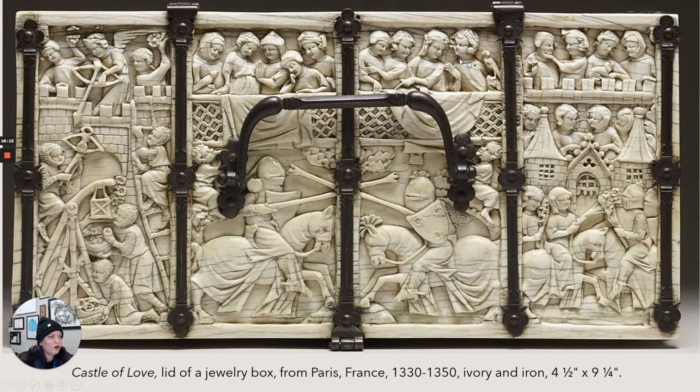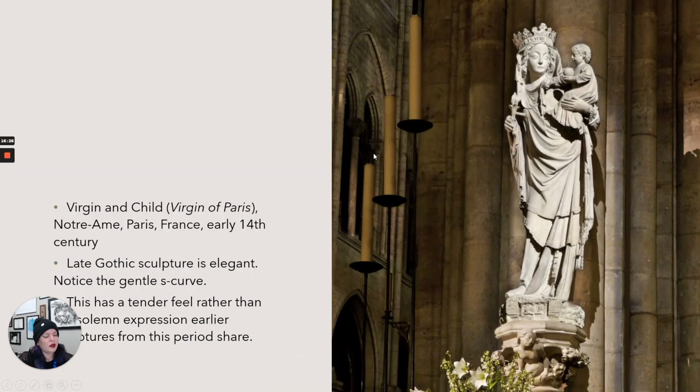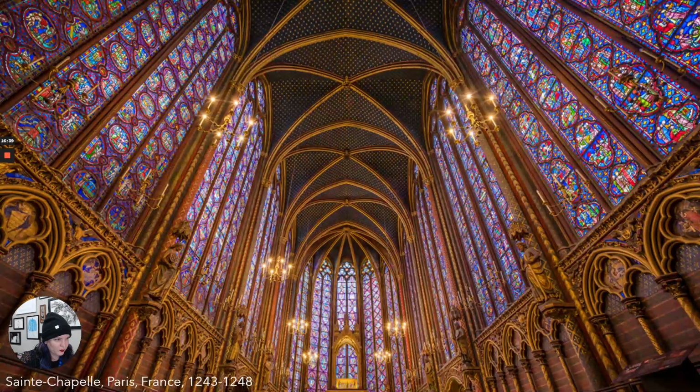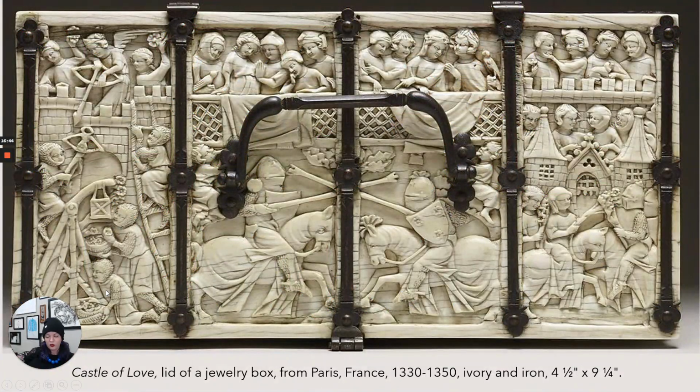We have some fairly naturalistic looking depictions. They're not quite as pronounced and quite as realistic as what we're seeing in, say, our lovely Virgin of Paris over here. They're fairly contemporaneous to each other, but you can see the detail worked in here, and I like to just show you an example of non-religious works. Okay, so that's it for sculpture for now.